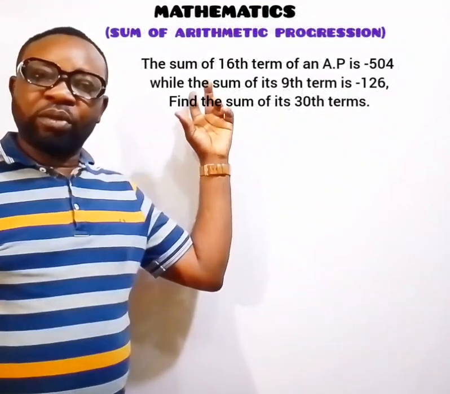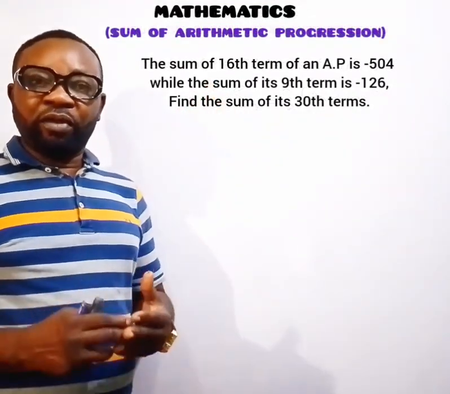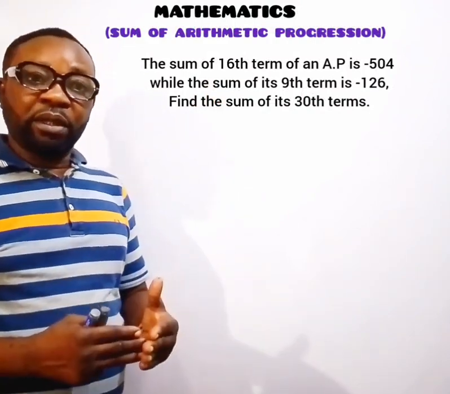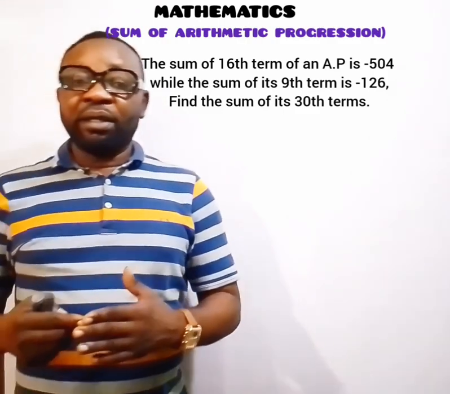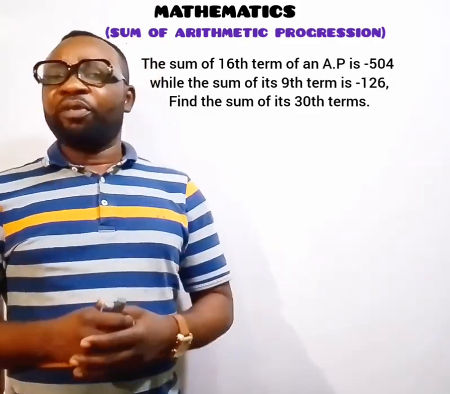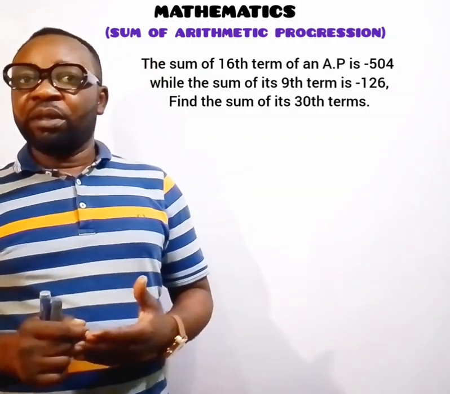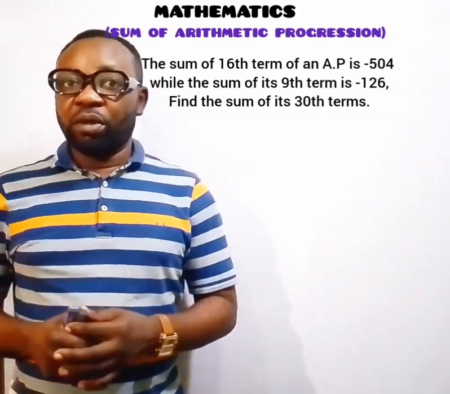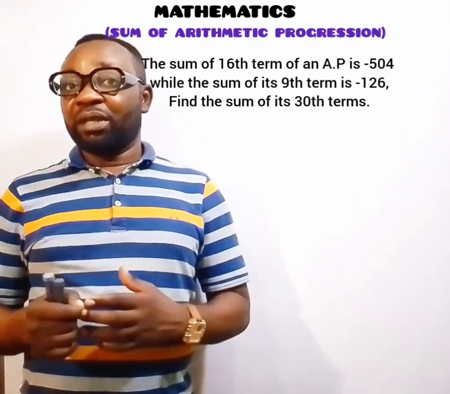In this question we have here, we are given the sum of the 16th term and the sum of the 9th term. We are asked to find the 38th term sum. We are not provided with the first term, which is a, neither are we provided with the common difference. So this is how we are going to solve this kind of equation.